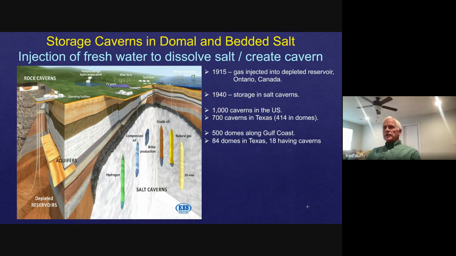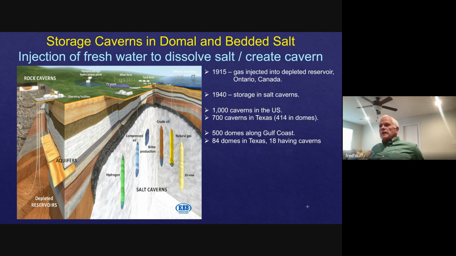Okay, another application of a Class 2 well is to inject fresh water to dissolve salt to create caverns. And in 1915, gas was injected into a depleted reservoir in Ontario, Canada. The only reason I mentioned that slide you're looking at is that I took it off the internet from the company KBB, and they're one of the leading companies in creating or drilling salt caverns and salt domes. On the far left side, it shows a depleted reservoir. So it looks like those wells are injecting gas into a depleted reservoir for storage. And then when needed, they'll take that gas out, maybe during the winter time, and provide it to the market.